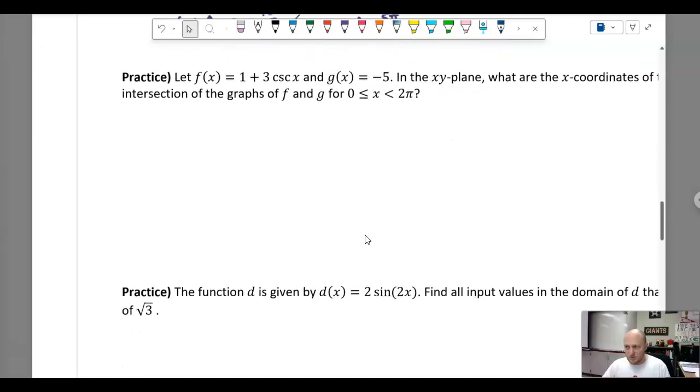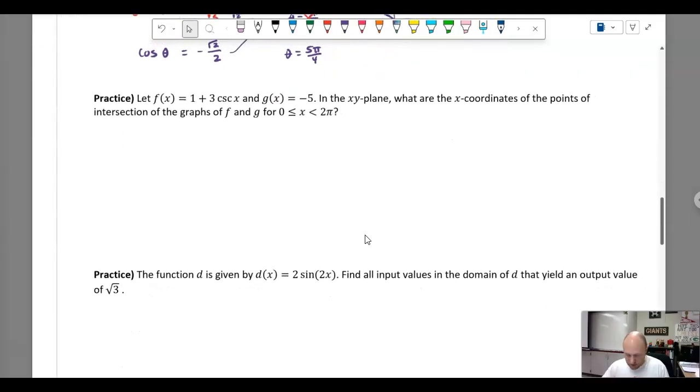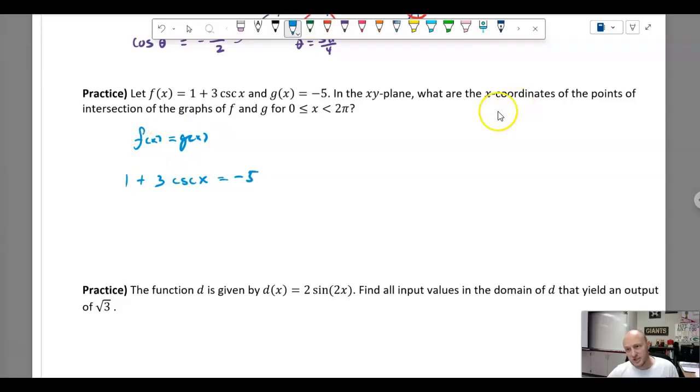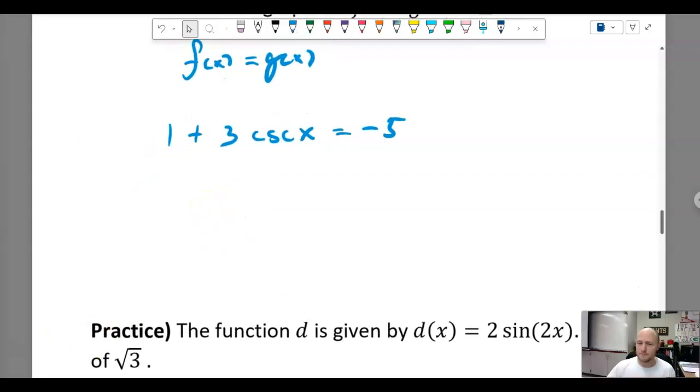I have some practice problems for you. I want you to pause me, try this, and then I will talk through the solution. Let f of x be 1 plus 3 cosecant x and g of x equal negative 5. In the xy plane, what are the x coordinates of the points of intersection of the graphs of f and g for 0 to 2 pi? Pause me, I'll show you the solutions. Before I go any further, I want to make sure you have the setup correctly, where they are essentially asking where is f equal to g. So you set your two functions equal, and you go ahead and solve this. Pause me, I'll show you the solution here.